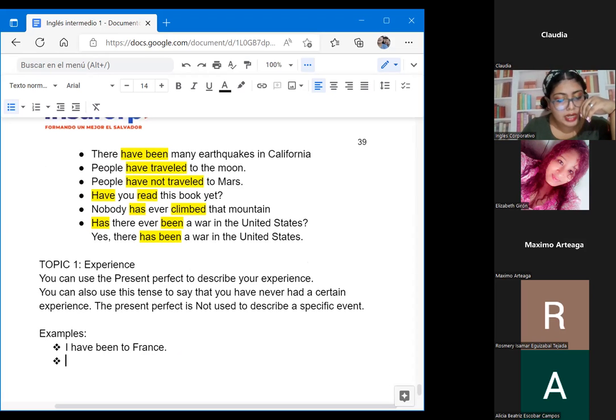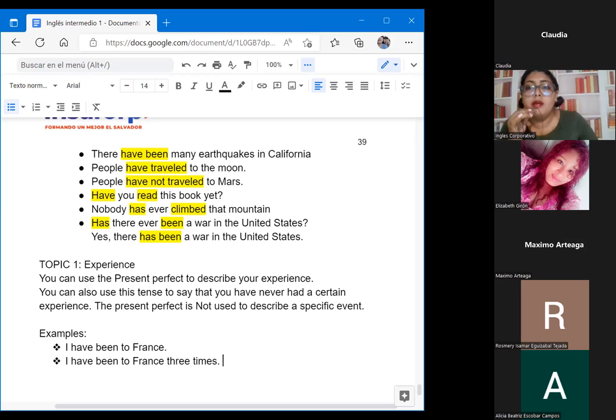Then the second one, "I have been to France 3 times." So in this case, you can add the number of times at the end of the sentence, but you are not specifying in which moment you were there. So it is valid that you can use numbers in this tense.